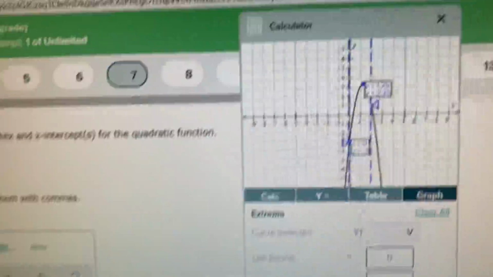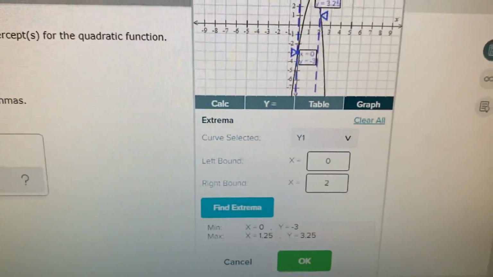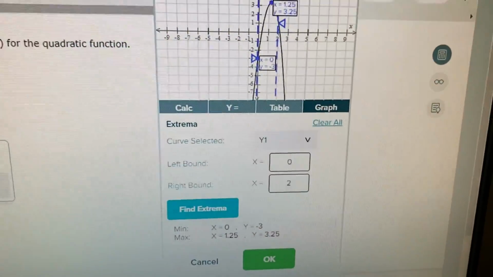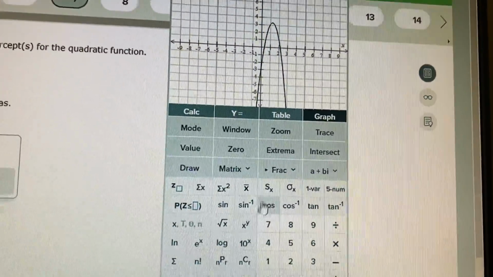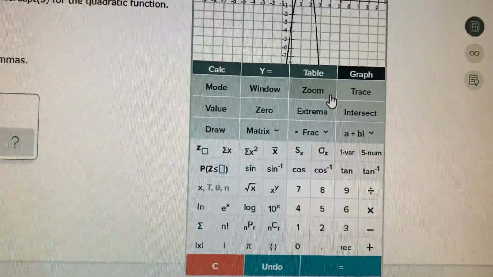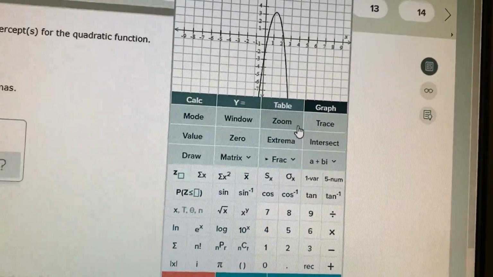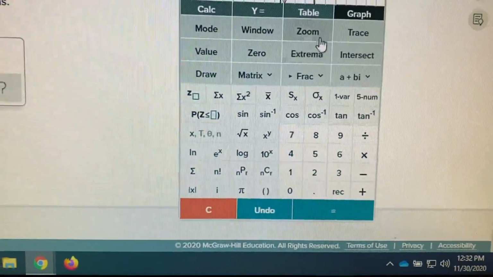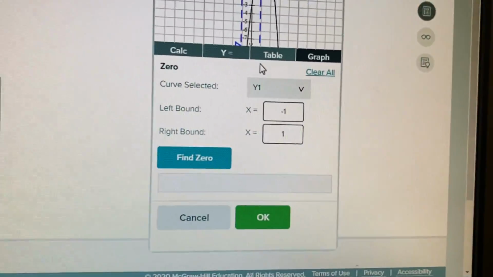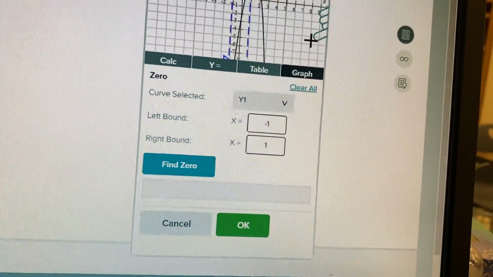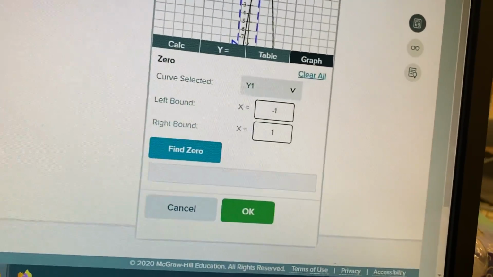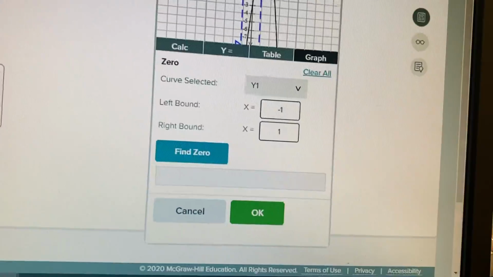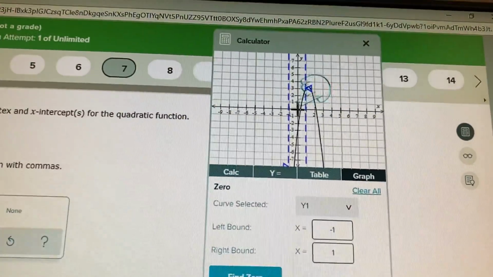So now we need our x-intercepts. We're going to cancel this, we're done with that. So now you're going to click on 0. Right there. So now we need our x-intercepts. Remember, those are actually the solutions to the parabola. So we're going to go to this one first.